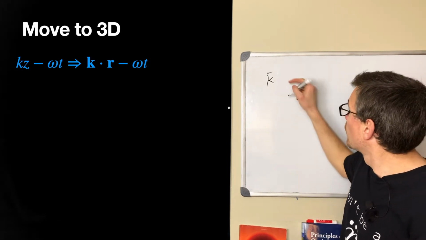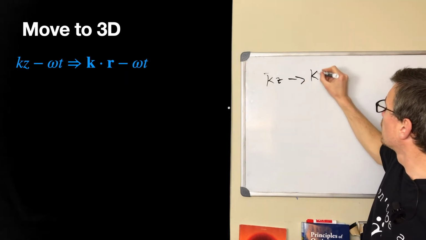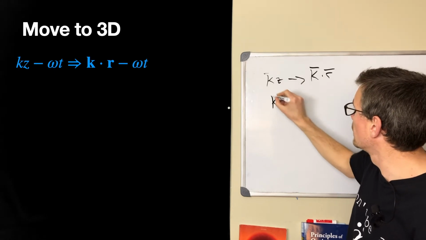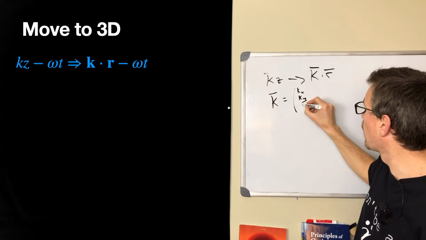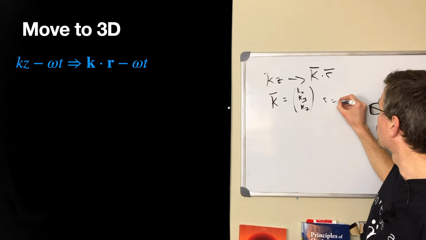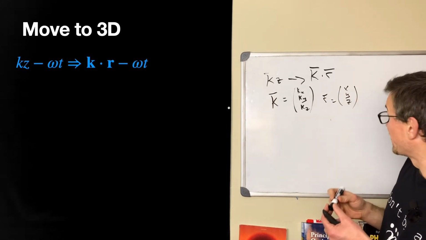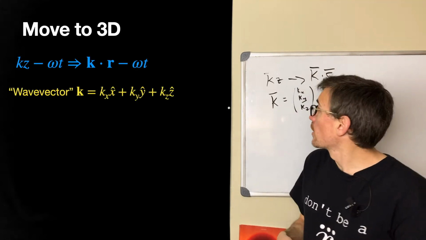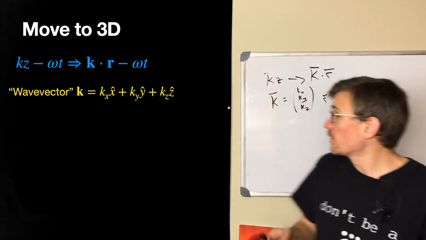Okay? So what we're going to do is we're going to say kz in 1D is now going to be some vector k dot r, right? And k is equal to kx, ky, and kz, like that. And r, of course, is just going to be x, y, z. Okay, so that's all we're going to do to move to 3D. We're now going to have a wave vector instead of a wave number, and it's going to be pointing in some direction.